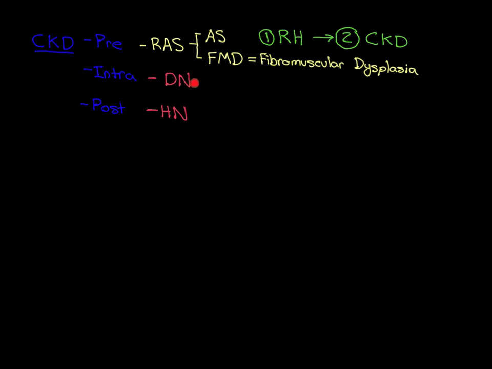So diabetic nephropathy is disease of the kidneys, chronic kidney disease caused by diabetes, and it's caused by the hyperglycemia that occurs within diabetes. Hypertensive nephropathy is a result of long-term hypertension, usually essential hypertension, because that's far more common than secondary hypertension, and it's a disease of the kidneys that results from long-term too high blood pressure.